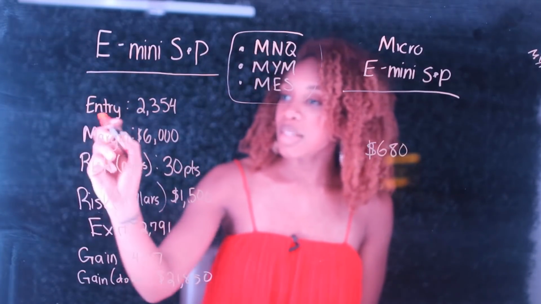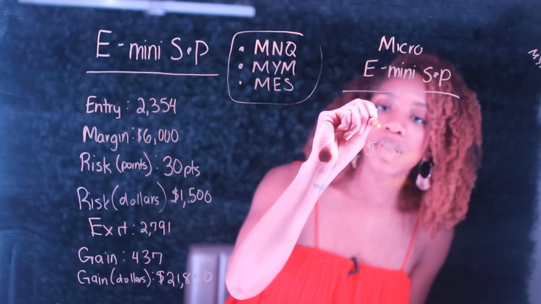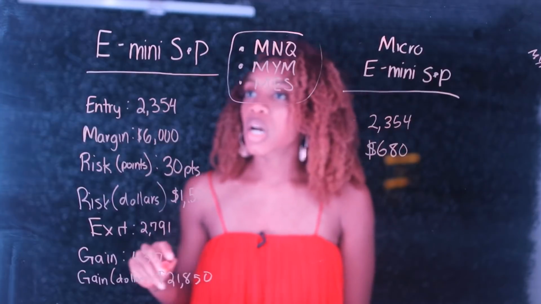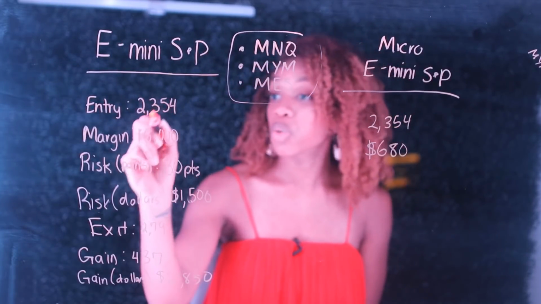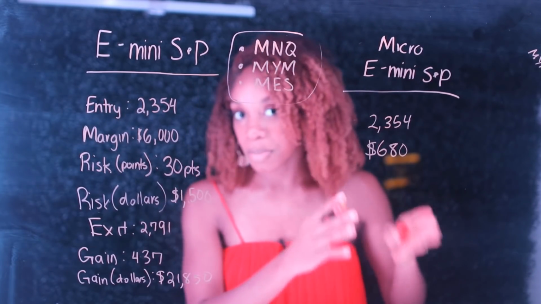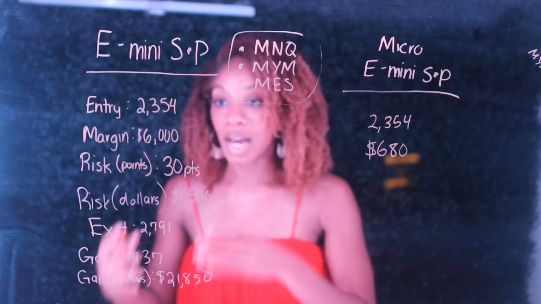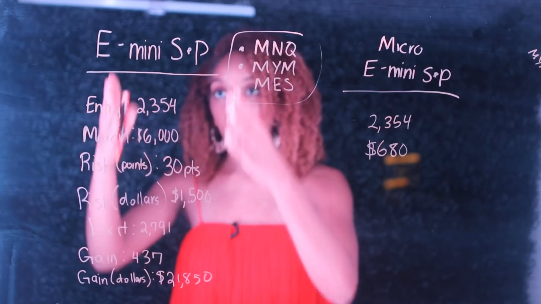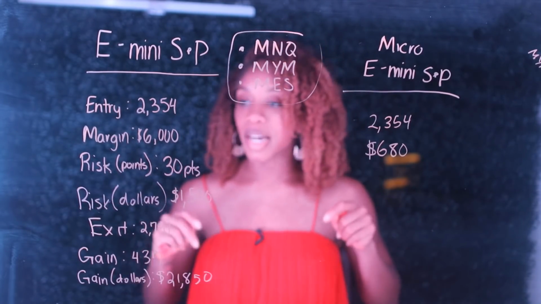So it's going to be the same with the entry when we're talking about the micros. If we were trading, for example, one contract of the mini S&P, let's say we get in at 2,354, right? That's still going to be the same thing with the micros. What changes, for example, is the margin. Again, this is a tenth fraction of what we're expecting with this. So the margin is going to be 680, right?